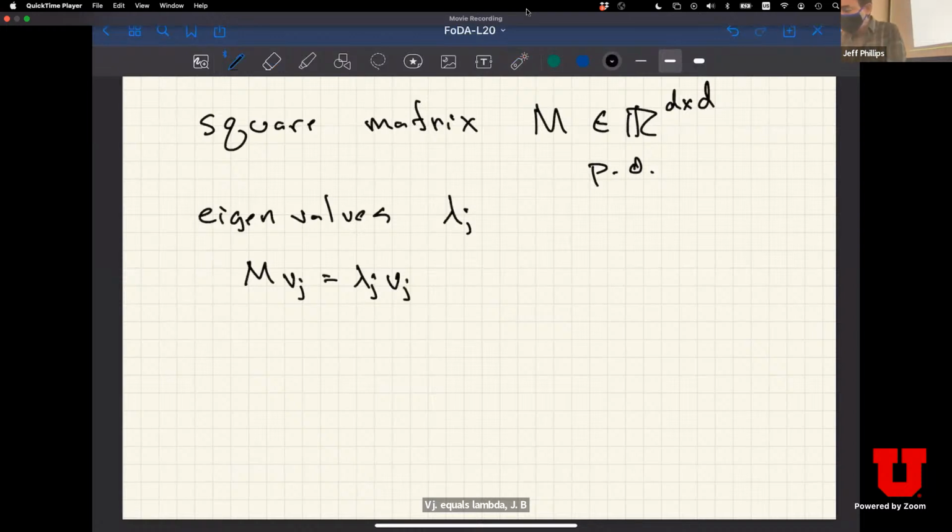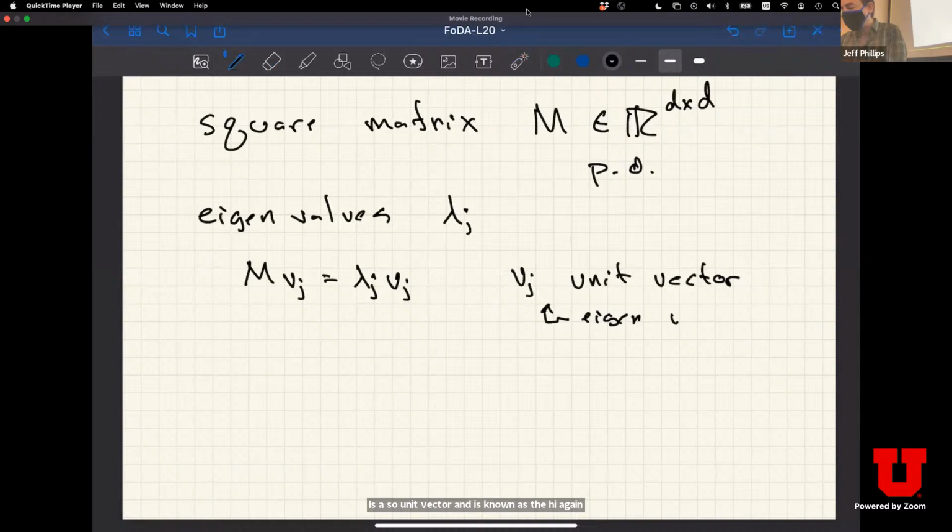are the values such that M vj equals lambda j vj, where vj is a unit vector, and is known as the eigenvector. So I'm multiplying a matrix by this vector, and I'm basically recovering a scaled version of this vector. Lambda j is a real value. So when multiplying recovers a scaled version of the vector, that's an eigenvector of the matrix.